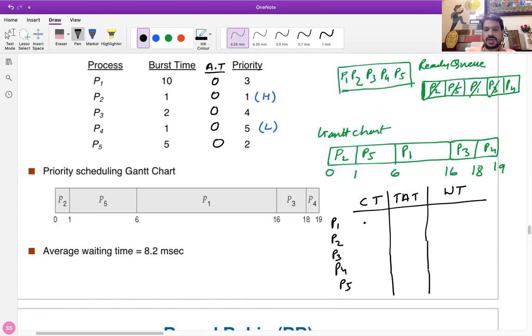So the completion time of process 1 is 16. The completion time of process 2 is 1. The completion time of process 3 is 18. The completion time of P4 is 19. And the completion time of P5 is 6. What is the turnaround time? Completion time minus arrival time, and because the arrival time is the same for all, the turnaround time will be the same as the completion time.